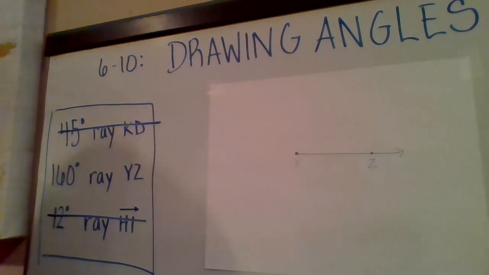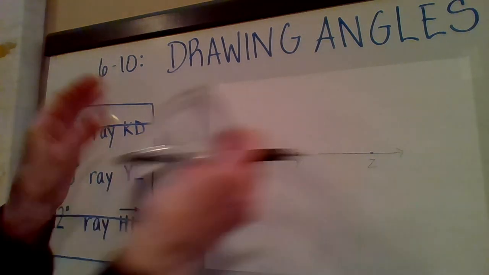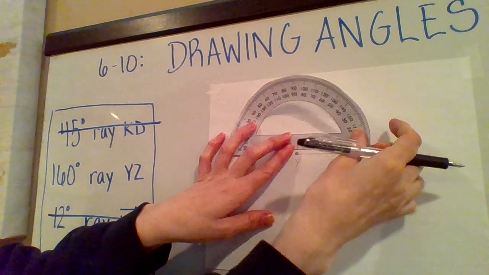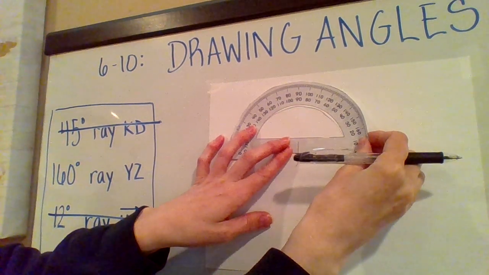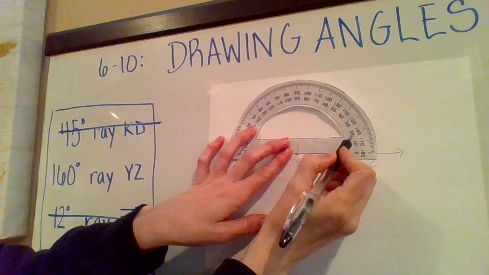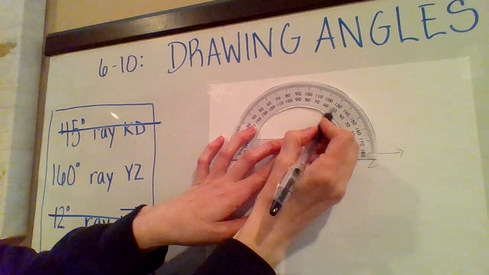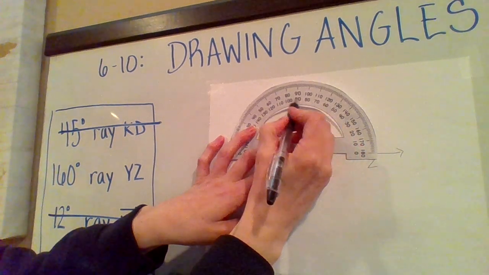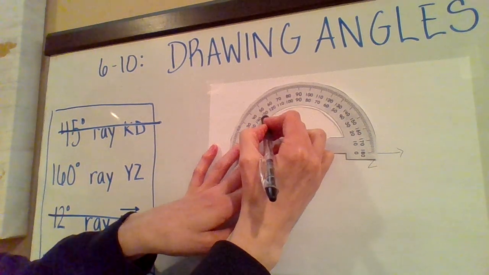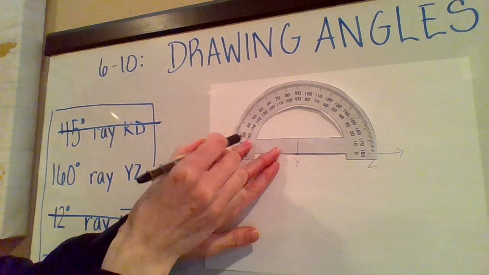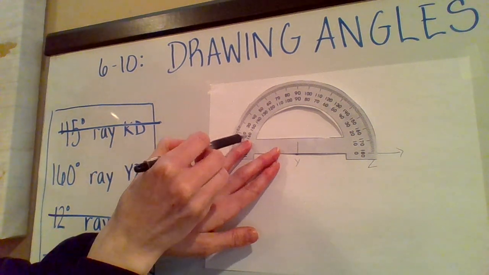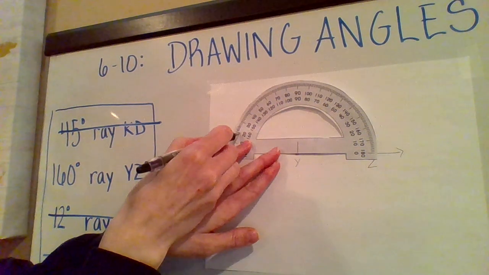Okay, now I need to make 160 degrees. Line this up with my vertex. Line this edge with my baseline, vertex and baseline. My arrow's going this way, so I start at 0. 0, 10, 20, 30, 40, 50, 60, 70, 80, 90, 100, 110, 120, 130, 140, 150, 160 degrees. So 160 is also with the 20. So I go to 160, right where this long line is.